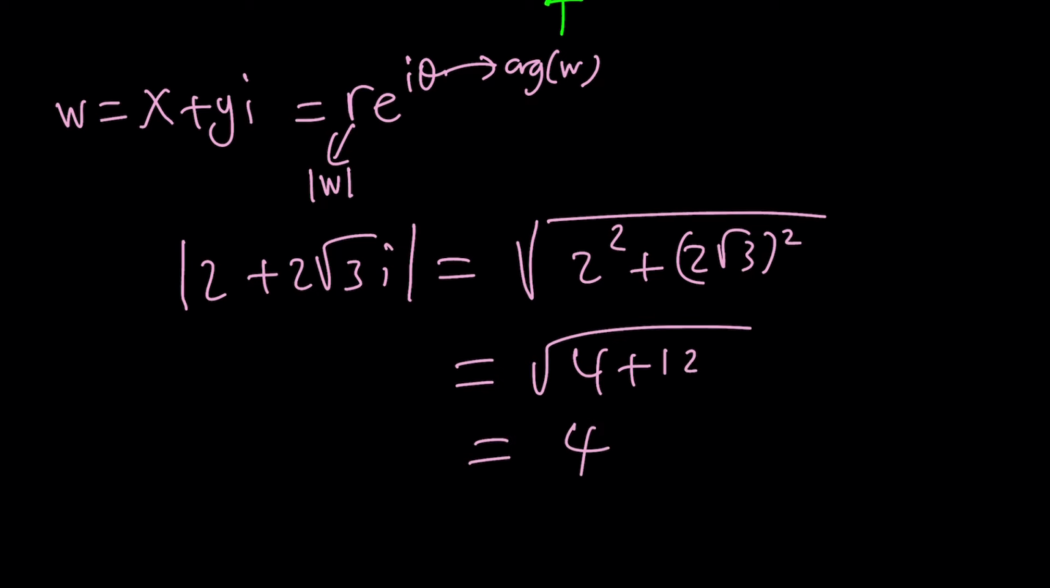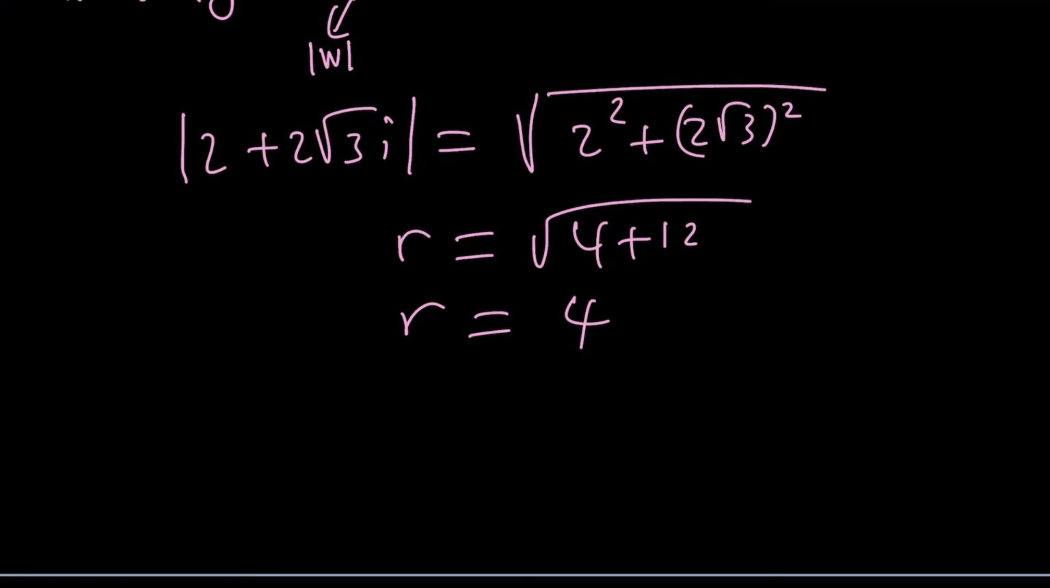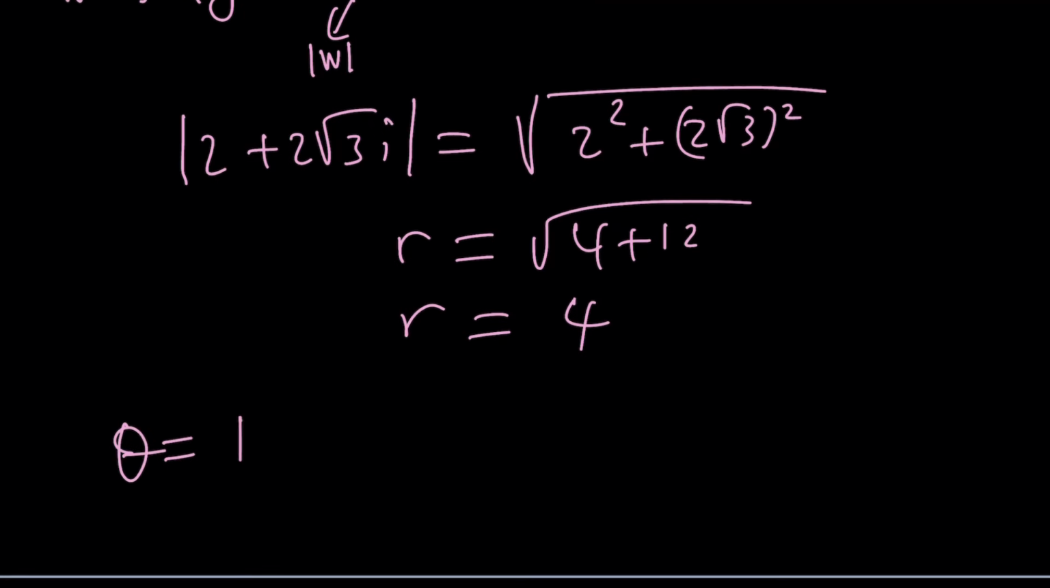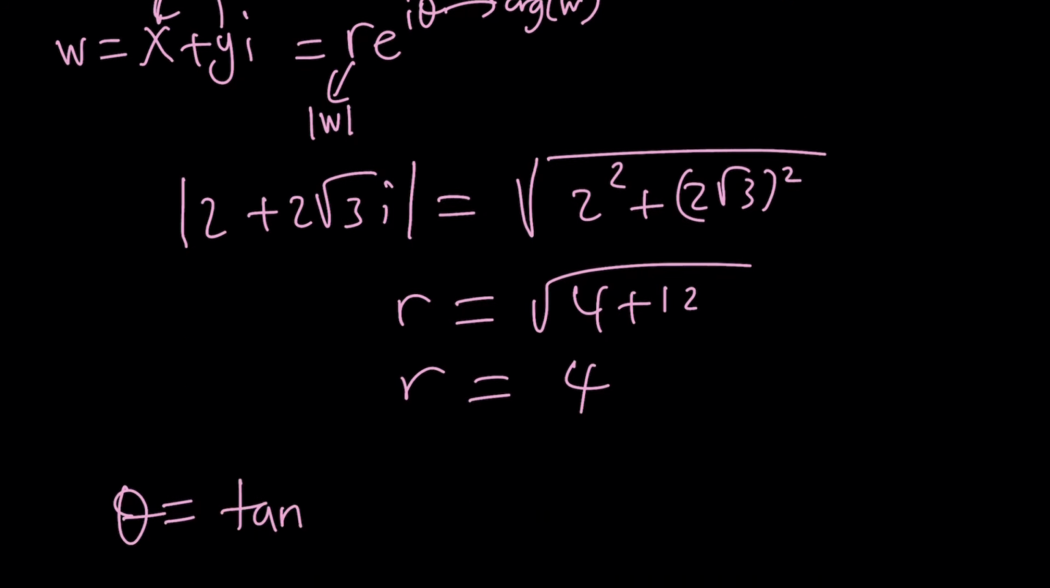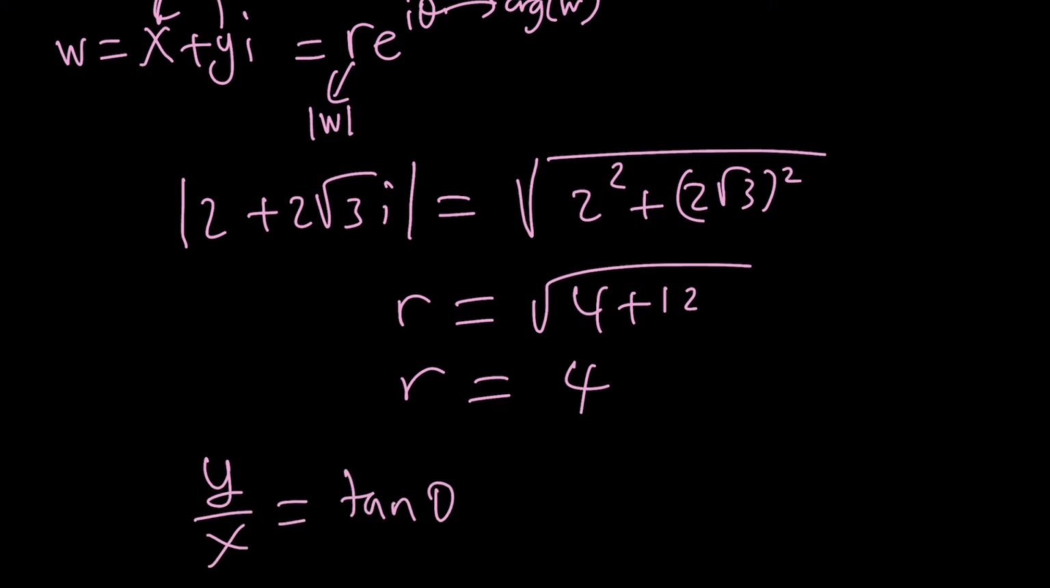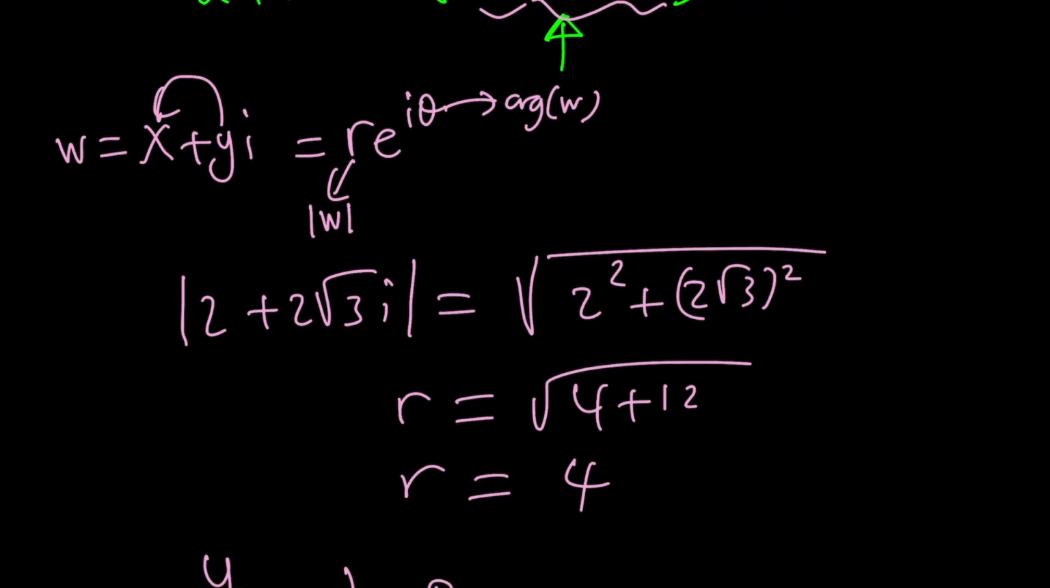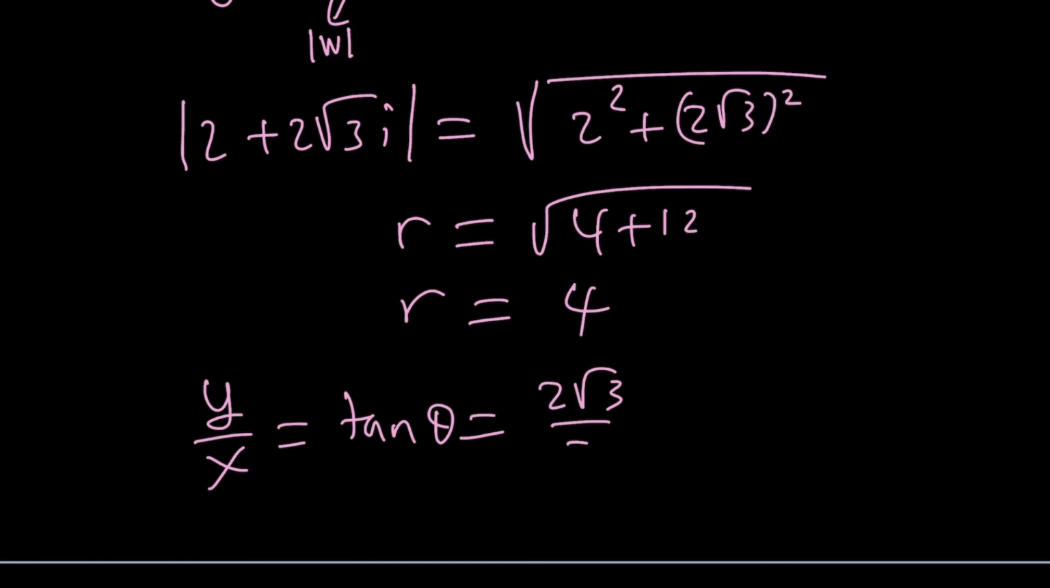Awesome. Now we know the r, and then theta can be found by looking at the tangent. Y over x is tangent theta, right? And what is y over x in this case? It is 2 root 3 over 2. But you also have to be careful which quadrant you're in. If you're in the second quadrant, you kind of have to adjust because tangent is negative, and so on and so forth. Make sense? Always pay attention to the quadrant.